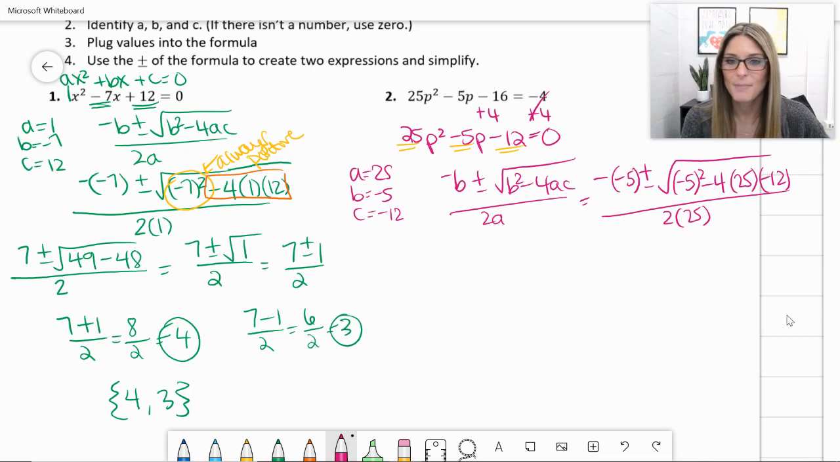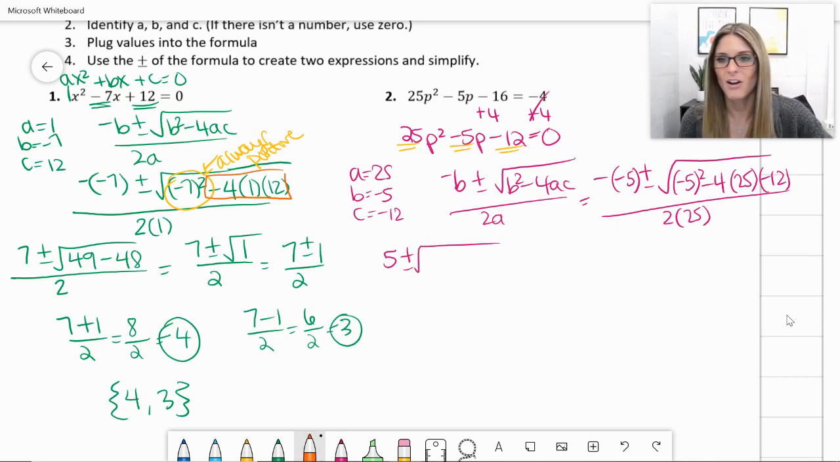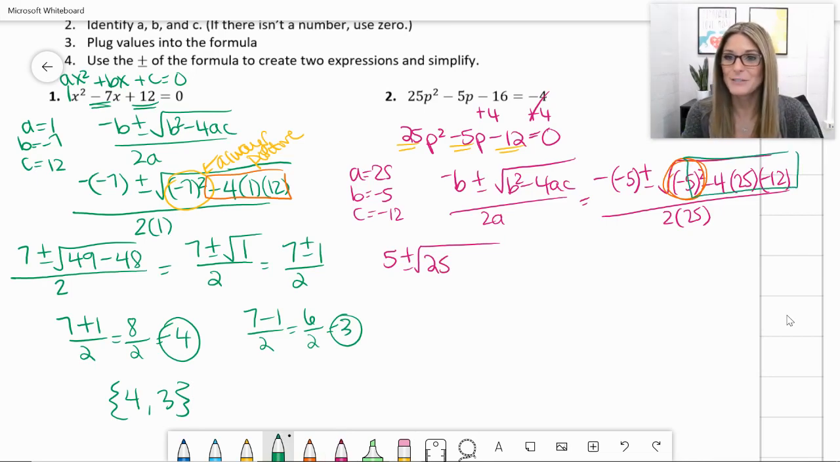Let's start cleaning it up. Negative b, that negative, negative 5, that's a positive 5. Plus or minus the square root of. Make sure that you take all of that negative 5 and square it. That's going to give me a positive 25. I'm going to take all these numbers. I know it says minus 4ac, but that's a negative 4 times 25 times a negative 12.